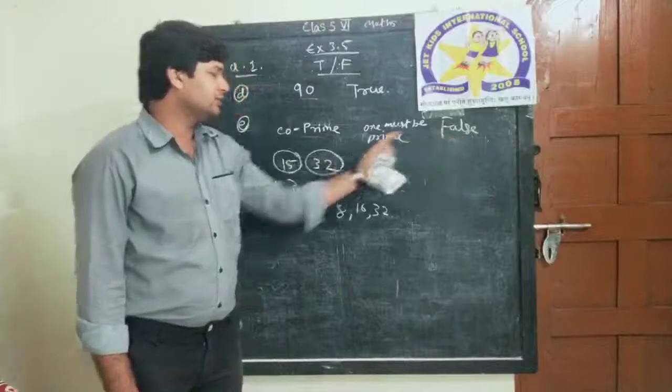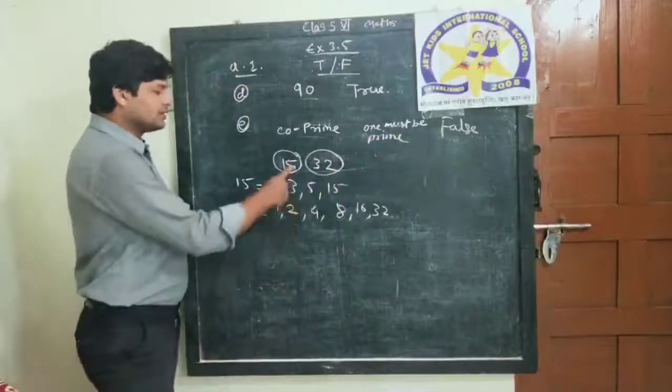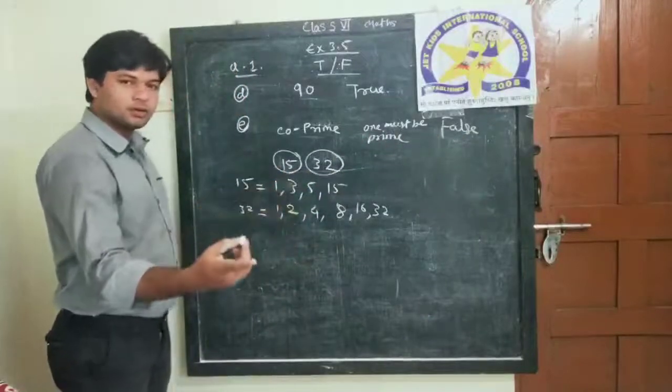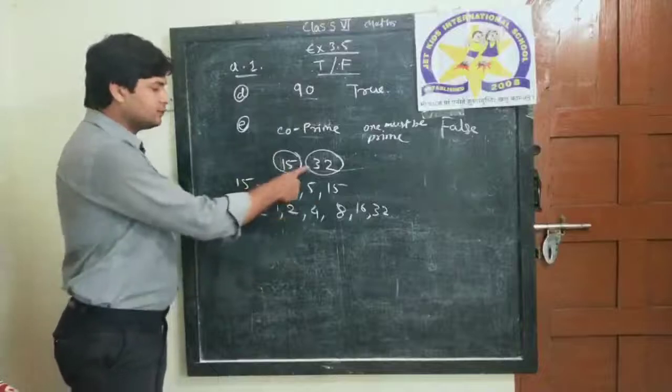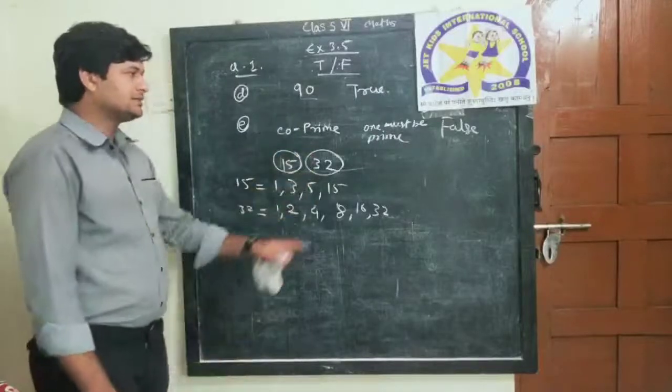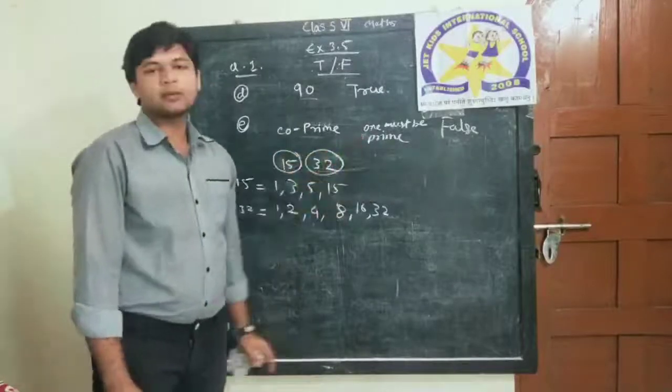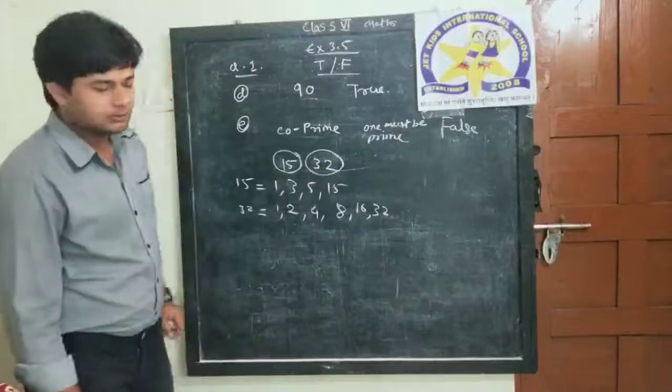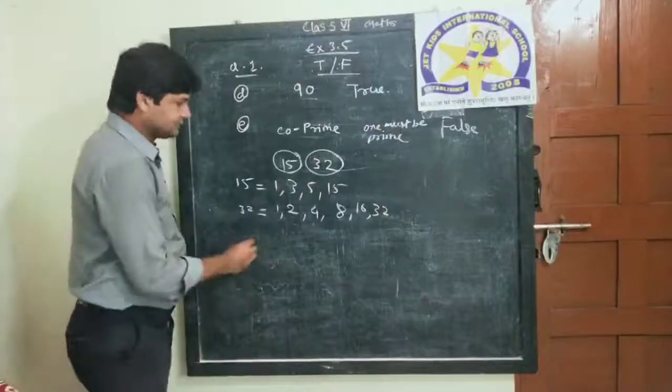That's why this statement is false, because these two numbers are co-prime as well as composite. Okay, it is not necessary to have one prime number in co-prime numbers, two co-prime numbers. Clear? Next, F.